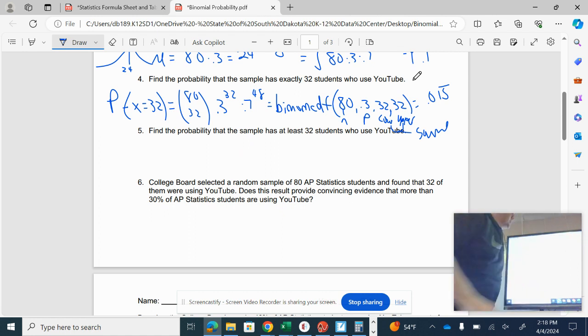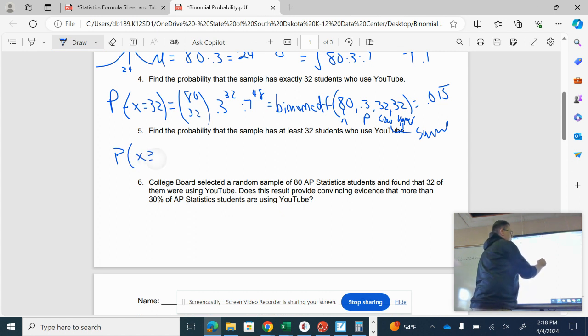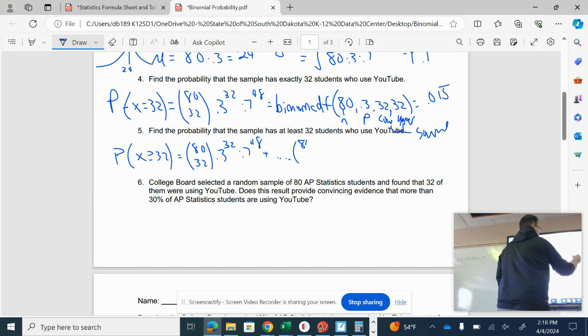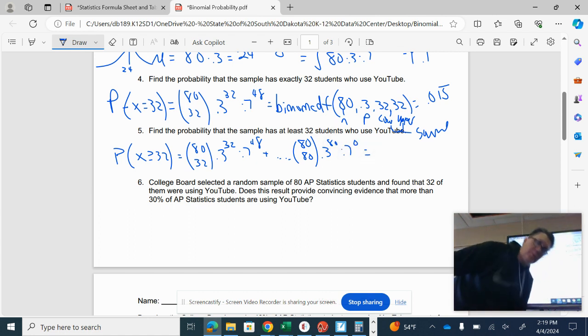Now I'm going to actually do this one the long way. Probability X is greater than or equal to 32. So that would be the 32 that we got here before, plus, and then it would add all those in between up to 80 out of 80. And that's what a CDF actually does.